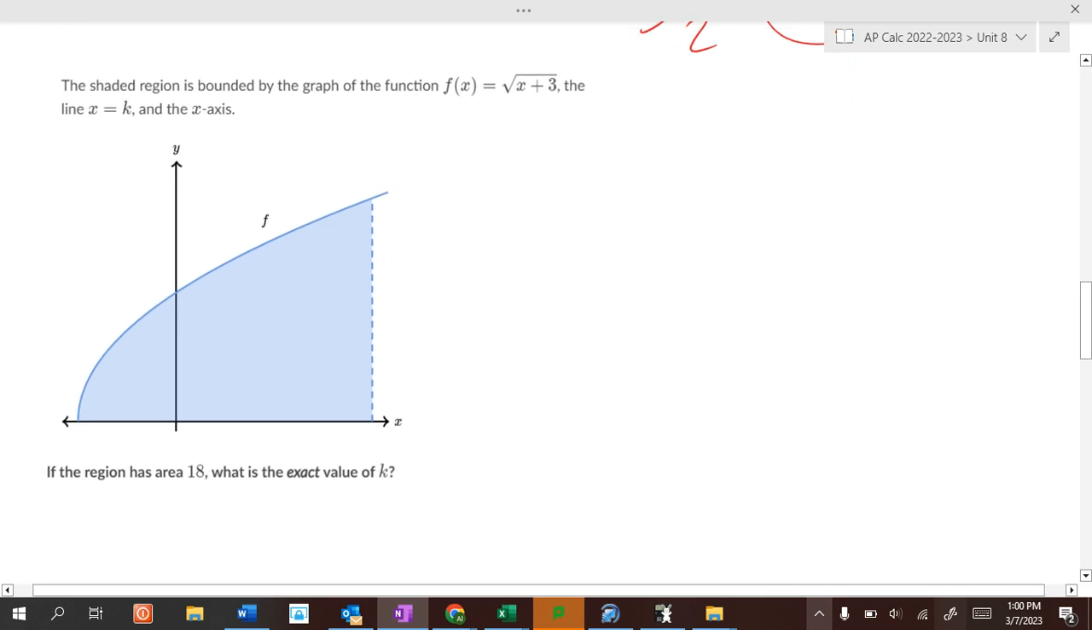All right. If this region has an area of 18, what's the value of K if K is right here?